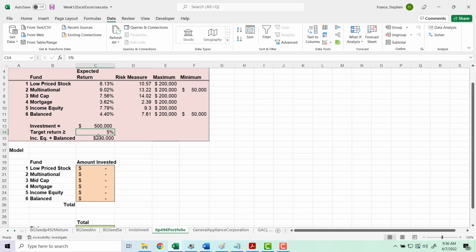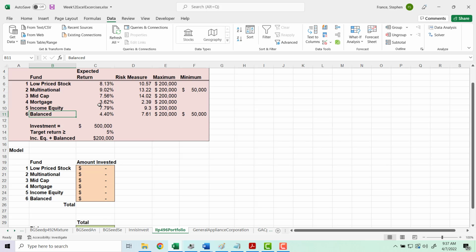We need a return greater than or equal to 5%, and we're trying to minimize the risk for that return. As I said, we need to invest $500,000. We need to invest $200,000 in income, equity, and balanced, basically those two funds. We also have a series of constraints. We can't put more than $200,000 in any one fund, and we have to put a minimum of $50,000 in the multinational and balanced funds.